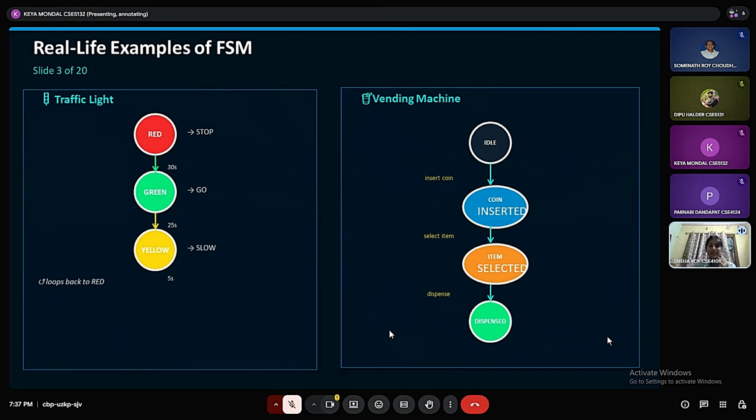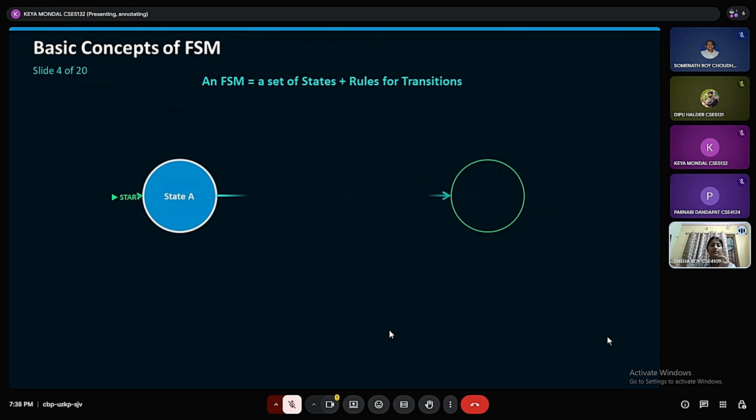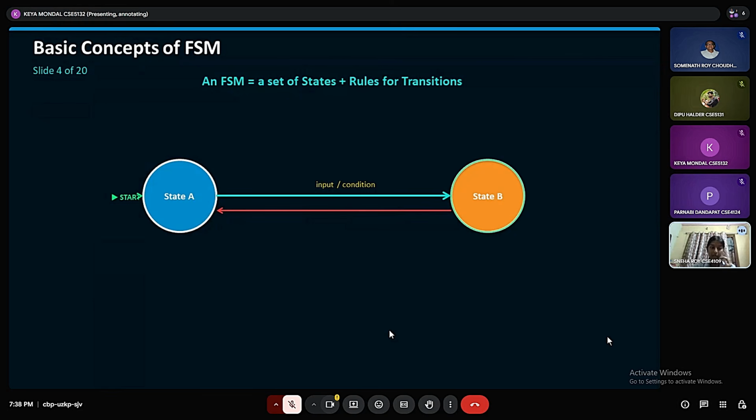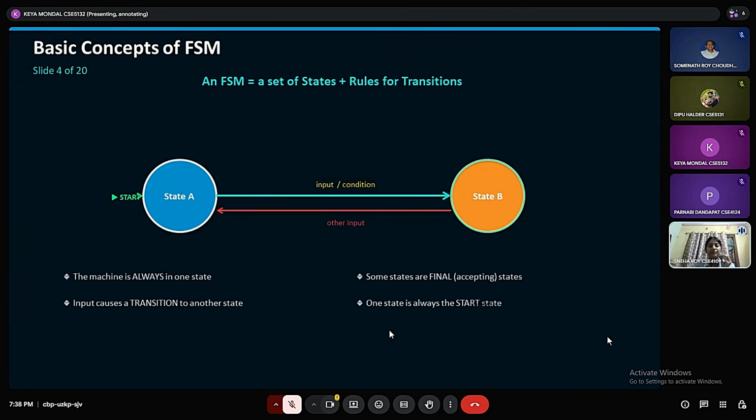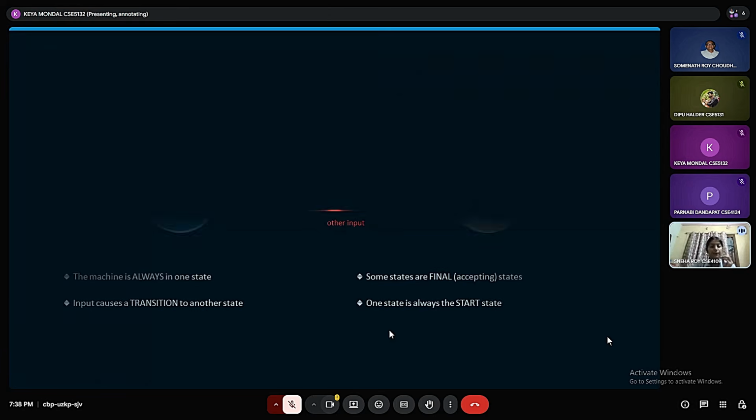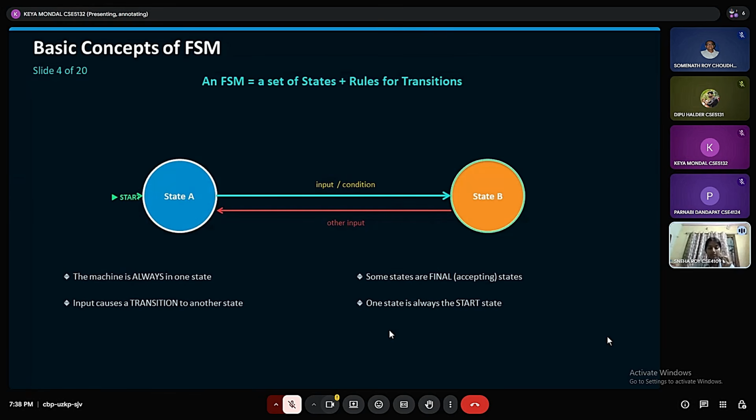Now, please next slide. Comes the more basic concepts of FSM. FSM is a combination of a set of states plus rules for transition. We have state A, and before state A we have the start arrow. Then from there the input or condition, then state B, and from state B to state A it is also connected by another input. The machine is always in one state. Some states are final, accepting states. Input causes a transition to another state. One state is always the start state, and when the final state comes, we can understand it by the double circle. It means we have reached our final state.